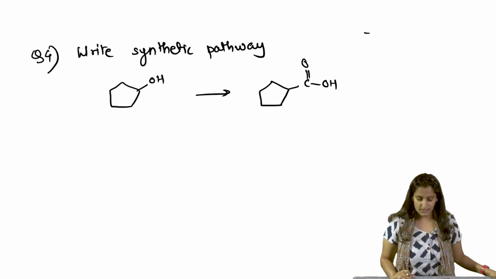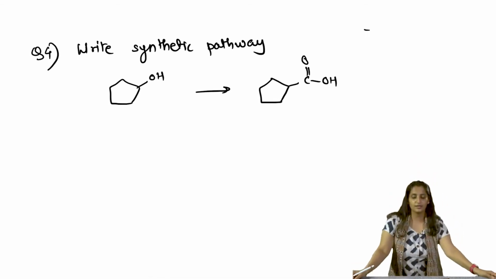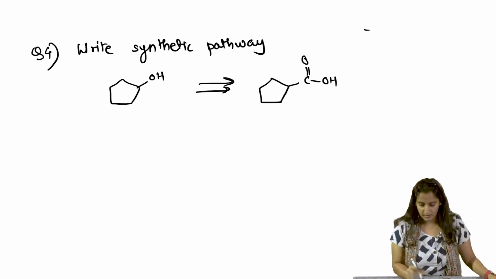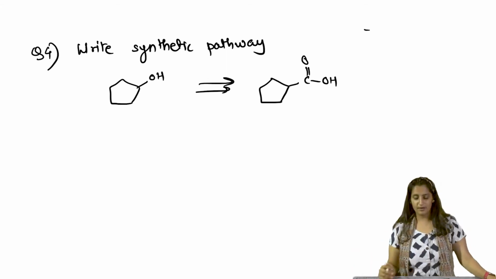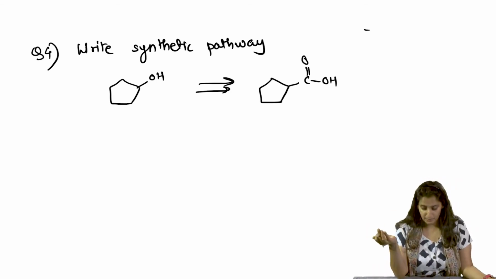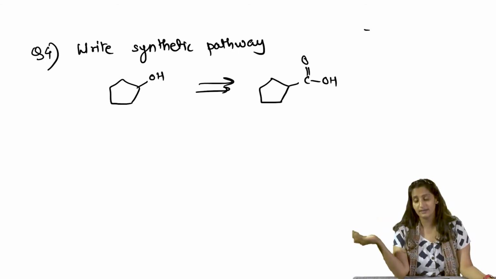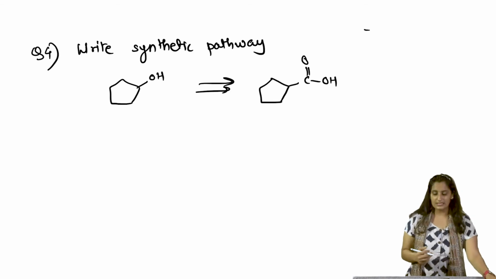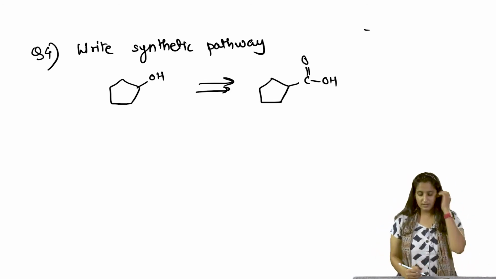The next one is: write the synthetic pathway. Herein we have the starting material and we have to form the product which is on the right hand side. Now, to think about it, always compare the starting material and the end product. In the starting material I have 5 carbons, in the end product I have 6 carbons. Starting material is an alcohol, I need to end up with a carboxylic acid. All of these things you need to think before you start doing any retrosynthesis problem. This is a very easy retrosynthesis problem we have included here.